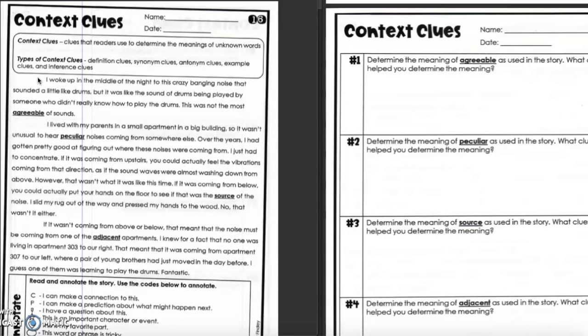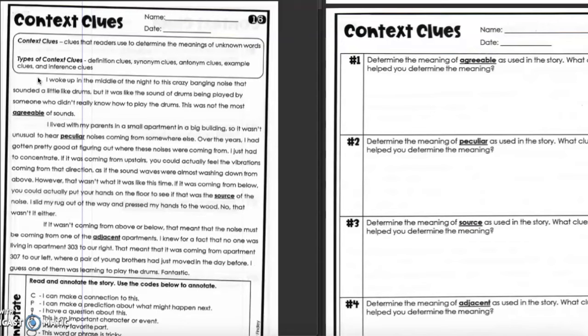If it was coming from upstairs, you could actually feel the vibrations coming from that direction, as if the sound waves were almost washing down from above. However, that wasn't what it was like this time. It was coming from below. You could actually put your hands on the floor to see if that was the source of the noise. I slid my rug out of the way and pressed my hand to the wood. No, that wasn't it either.